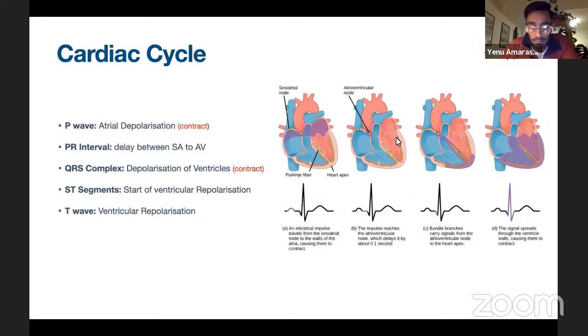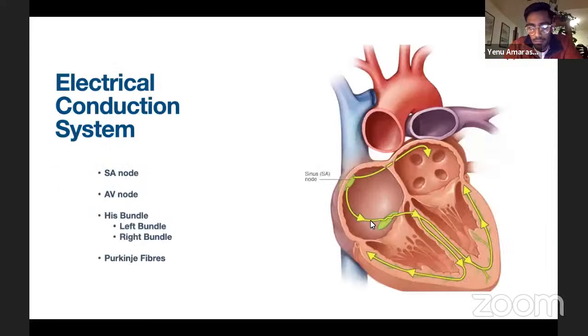So if you break the cycle itself down, you have the P wave, which is the first one, which denotes atrial depolarization, also in layman's terms, contraction of the atria. And then following that, you have the PR interval, which is from the beginning of the P wave until the start of the R wave. And this is the delay between the sinoatrial node and the atrioventricular node. It's the time it takes for the electrical impulse to travel. So it's actually this time here.